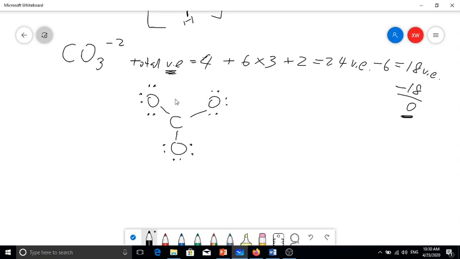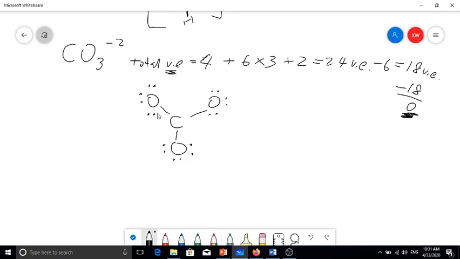Now, at the end, you always want to double check: does everyone have 4 pairs? Does this oxygen have 4 pairs? Yes. Does this one? Yes, this oxygen as well. What of the carbon? Does this carbon have 4 pairs? Nope, it only has 3 pairs, 3 bonds, that's 3 pairs, right? So we're going to need to give this carbon more electrons. Well, we don't have any more.